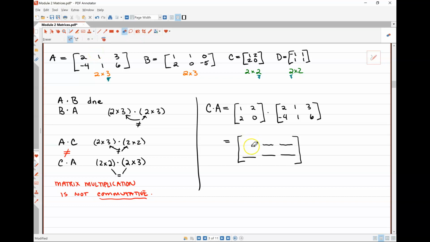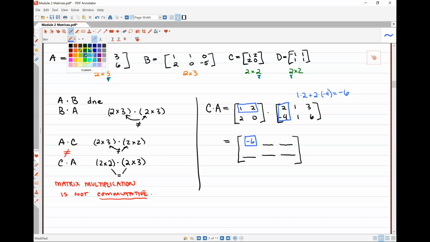1, 1 entry. So that 1, 1 means first row and first column. To get the 1, 1 entry of the product matrix, I'm going to use the first row of that matrix and the first column of this matrix. Think of those things as vectors and compute the dot product. So I'll do 1 times 2 plus 2 times negative 4. That is negative 6. And so that's what goes in here.